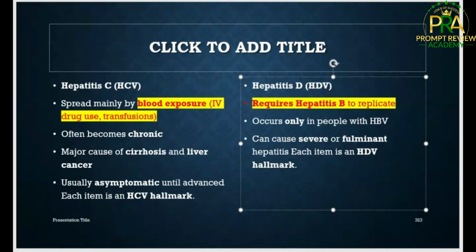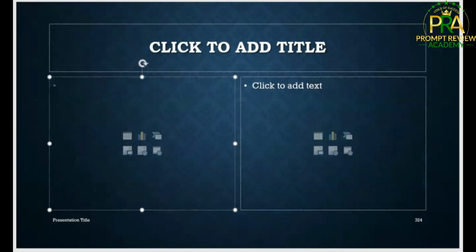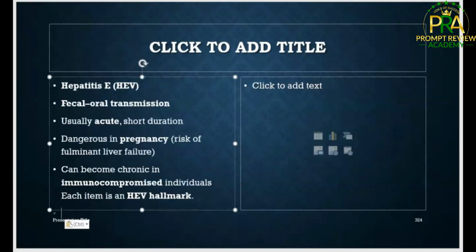Then we have the E. E is usually also fecal oral, but is dangerous in pregnancy and is always dangerous for immunocompromised. But for the purpose of the exam, A, B, C is the one you always need to know how it's transmitted. Okay, A, B, C.